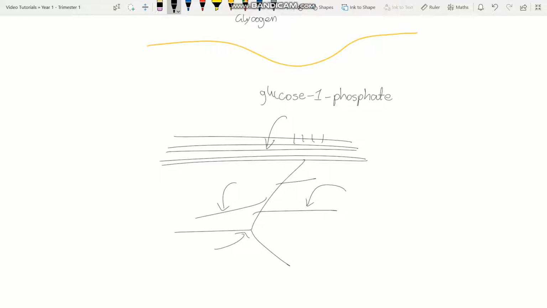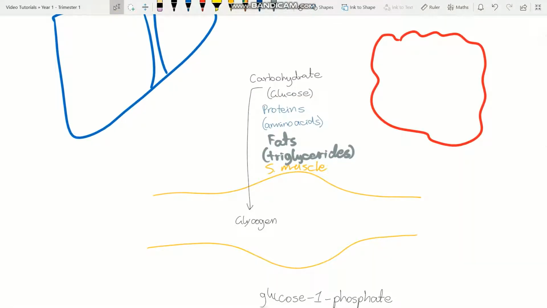and take away these glucose 1 phosphate molecules. So carbohydrates such as glucose are mainly and in great volumes absorbed into skeletal muscle and undergo a process called glycogenesis, which essentially just means the formation of glycogen to be stored as glycogen in skeletal muscle.